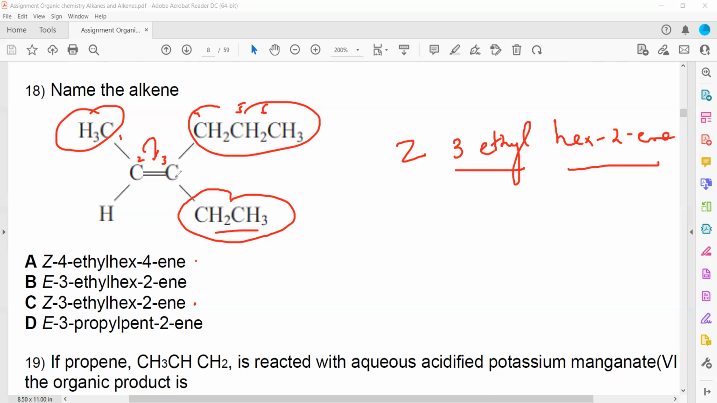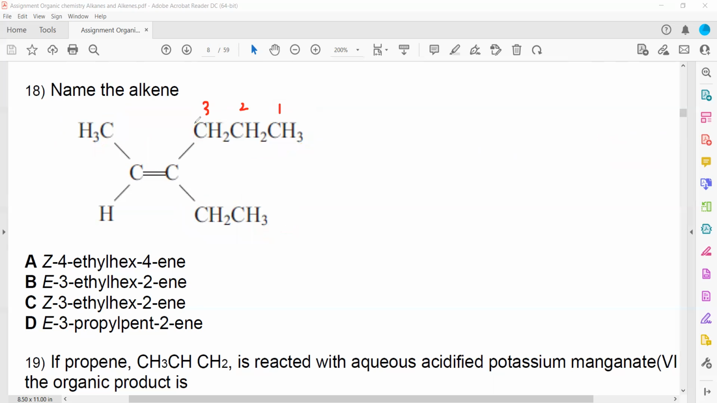Third position, ethyl as a branch. Second position, we have a double bond. Why did I not count from this carbon on my right hand side? Because if I count from here 1, 2, 3, 4, at the fourth position I will have a double bond. But if I count from the left hand side, I will have the second position as a double bond. That's why we count from the nearest double bond. So a double bond is a priority.